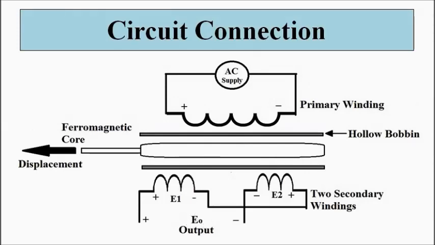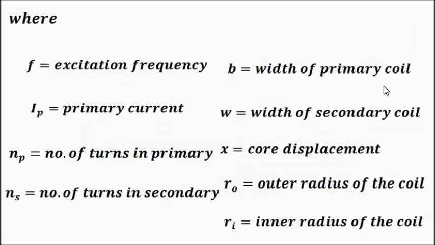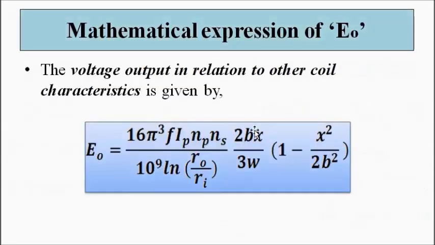Now the mathematical expression of the differential output voltage is given by this. It is a very complicated relationship involving various parameters. So it is given by 16 pi q f Ip np ns divided by 10 to the power ln ro by ri 2bx 3w 1 minus x square by 2b square. So it's a very complicated expression. So these are the parameters which are involved in this expression.